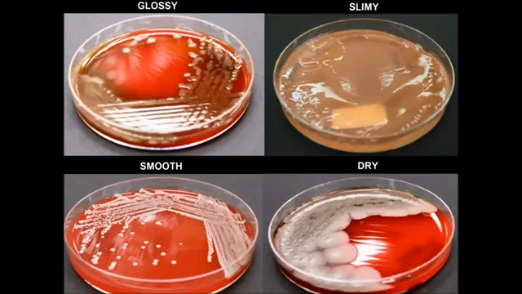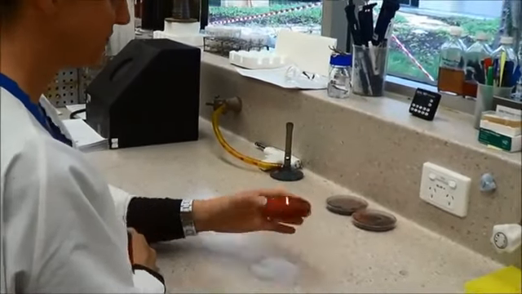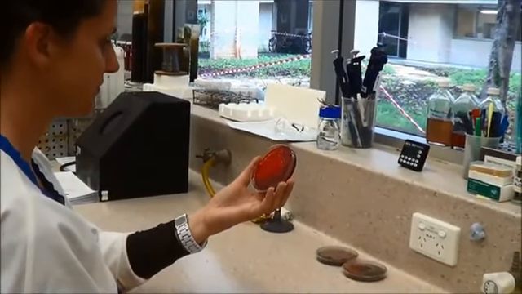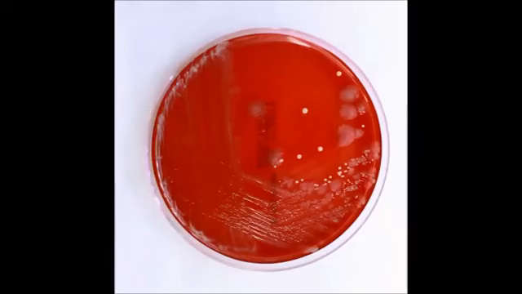Here we have bacterial colonies growing on a blood agar plate. It's called blood agar because it contains horse blood. Blood agar is one of the most routinely used agars as it contains many nutrients suitable for even the most fastidious bacteria. Note that there are two colony types growing on this blood agar plate.